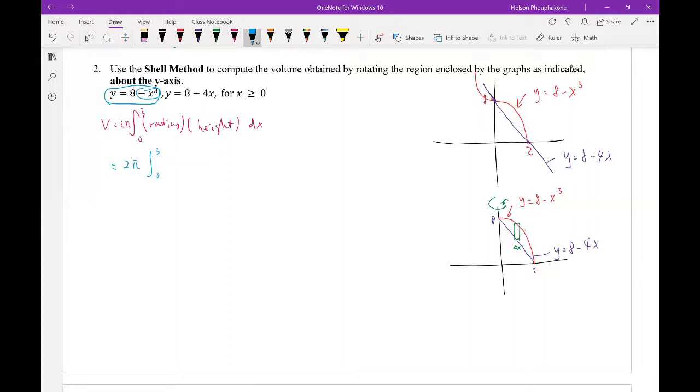You will see that the radius is this right here, which is x. So I have x, and then the height, which is the difference between the two functions, 8 minus x to the power 3 minus 8 minus 4x, dx. Okay, now let us simplify the problem.